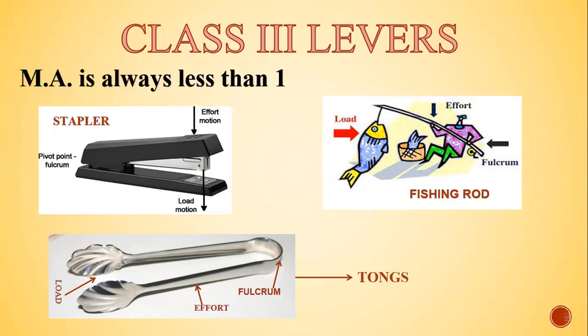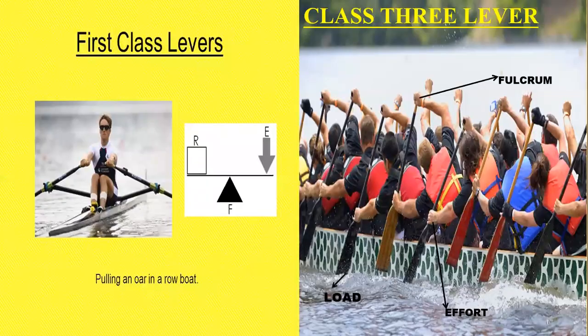So 3 classes of levers we studied: class 1, class 2, class 3. Let us study a few more examples in our daily lives where we can see the types of levers. So here is the example. First class lever, rowing a boat. In both the figures, you see people rowing a boat. Here, one man is rowing the boat. Then what is the difference between the two?